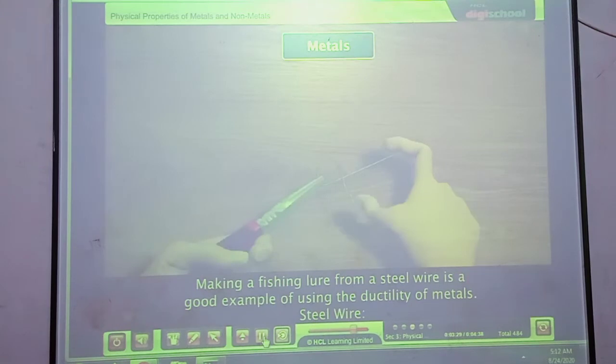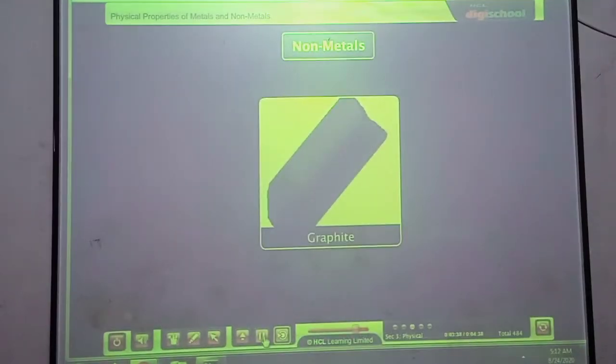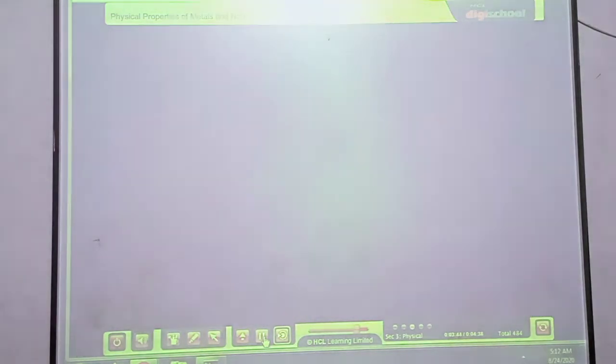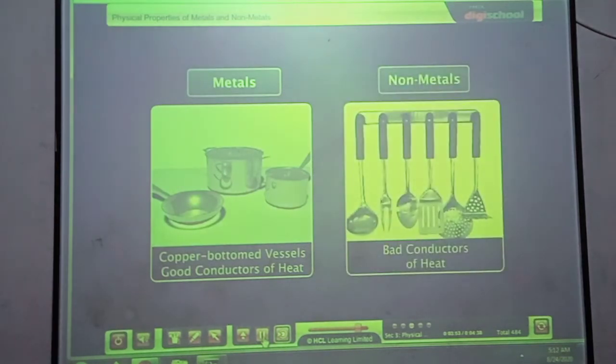Look at this steel wire being bent into a shape to form a fish lure. Can you imagine doing the same with a graphite rod? Non-metals are not ductile. Metals are good conductors of heat. Example: copper-bottomed vessels. Non-metals are not good conductors of heat.